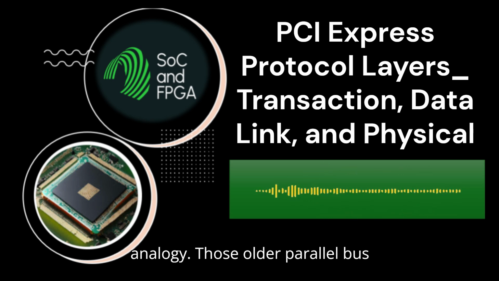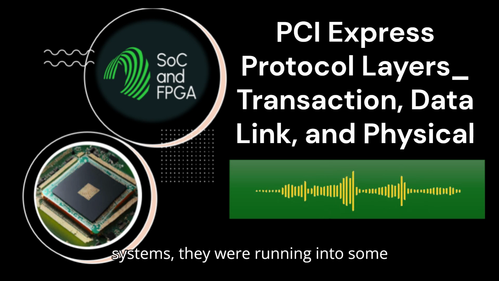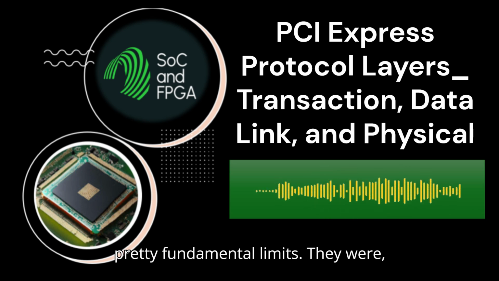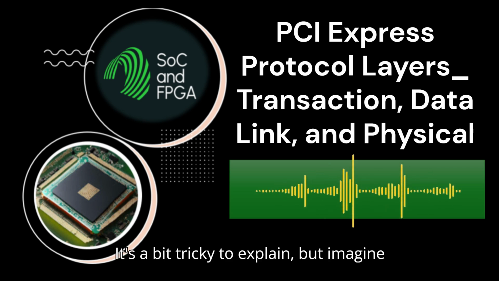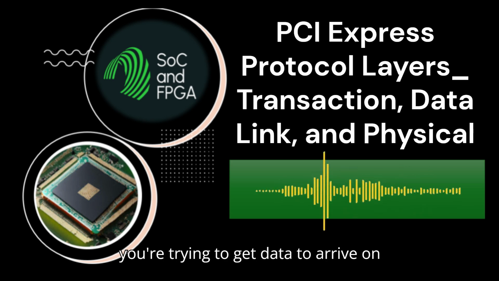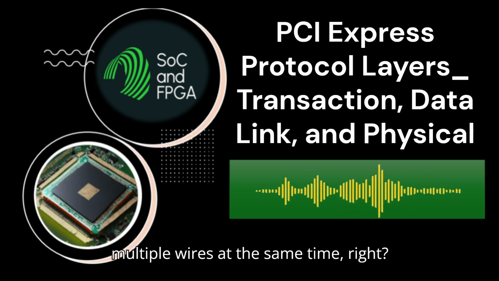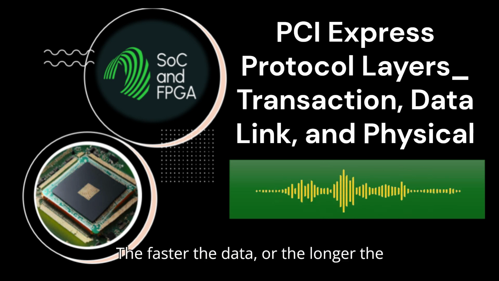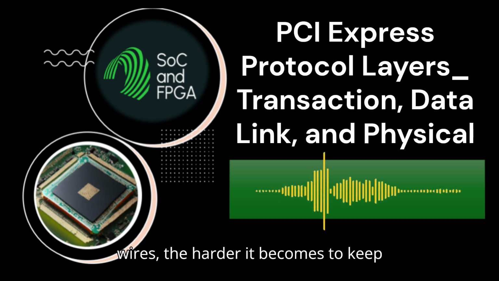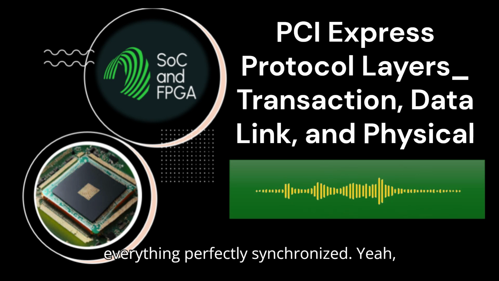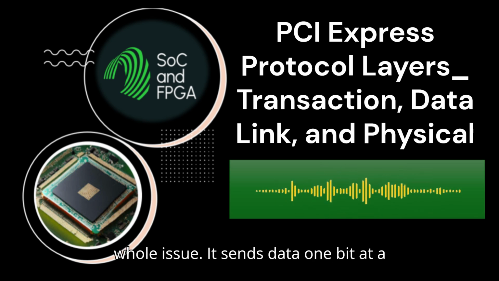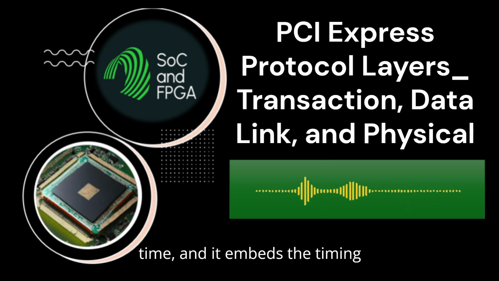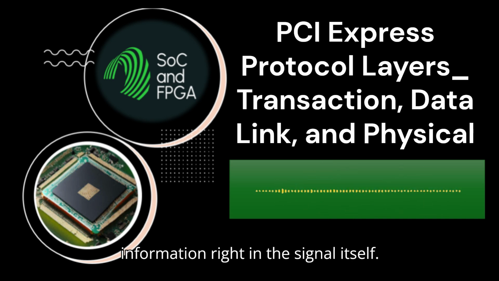That's a good analogy. Those older parallel bus systems were running into some pretty fundamental limits. Especially something called timing skew. It's a bit tricky to explain, but imagine you're trying to get data to arrive on multiple wires at the same time. Right. The faster the data or the longer the wires, the harder it becomes to keep everything perfectly synchronized. PCIe, being serial, sidesteps that whole issue. It sends data one bit at a time, and it embeds the timing information right in the signal itself.